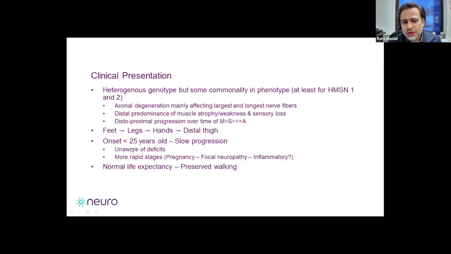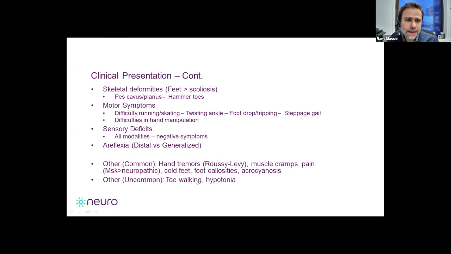I think it's very important when you see patients to remind them that most of them, and especially the CMT1A patients, have a normal life expectancy, and that they can have very good quality of life. They can walk almost all their lives, and eventually they'll need ankle foot orthosis, but it's quite rare that they need a wheelchair, and it's often because there are superimposed other comorbidities. All right, I think we talked about that.